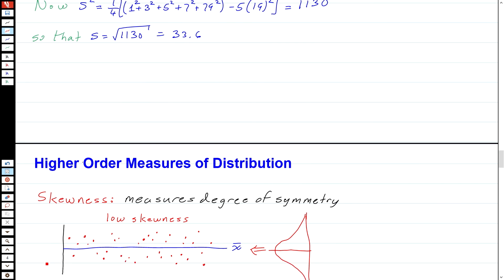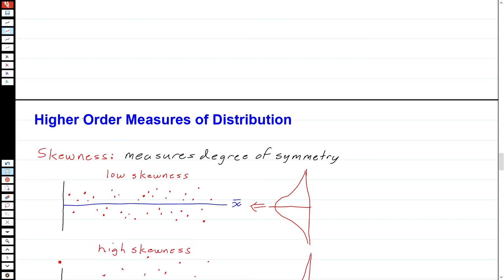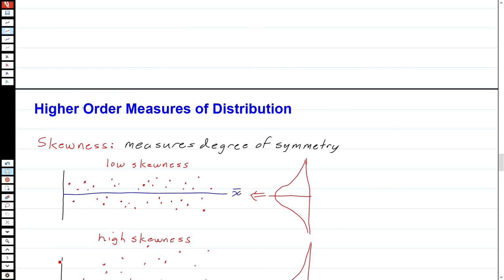Okay, so those are basically the first and second order measures of the variability of a distribution. First order is the mean, and that's basically just adding up the x's. Second order is the variance, and that's adding up basically x's squared. So that's why we call it second order. There are higher order measures of a distribution, one being skewness. So this measures the degree of symmetry of the distribution.